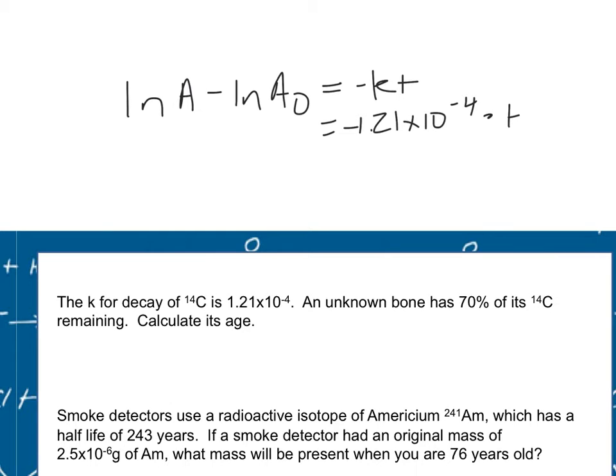And what they've told us is that 70% of its original amount of C14 is remaining. So here's the nifty little math trick on this. I'm going to say that the initial amount was 1, so natural log of 1. And if I have 70% remaining, then I'm going to call the amount that I presently have 0.7. And this is a nifty trick because natural log of 1 is 0. So that simplifies my math.